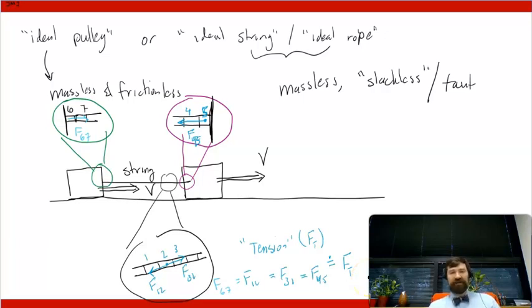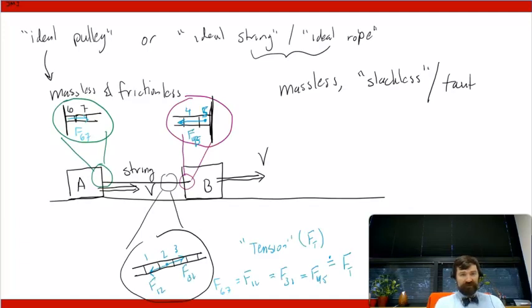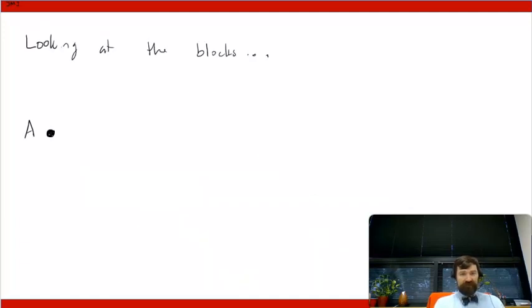Okay, that means that if we look at each of these two blocks, let's label this block A and this block B, then looking at the block, we can draw a free body diagram. So here, for example, is block A, the one that's on the left. And if I draw the forces that act on block A, there is some normal force from the surface that it's sitting on, and there is some gravity force.